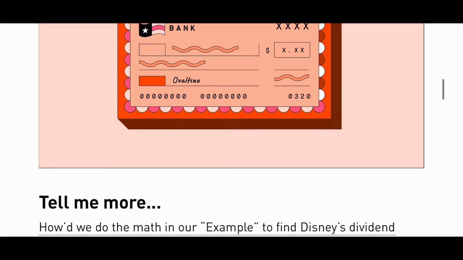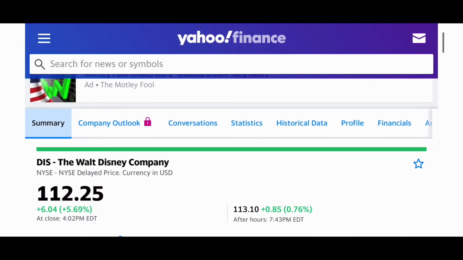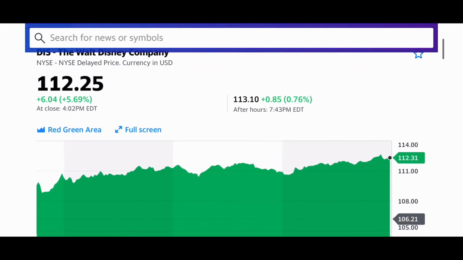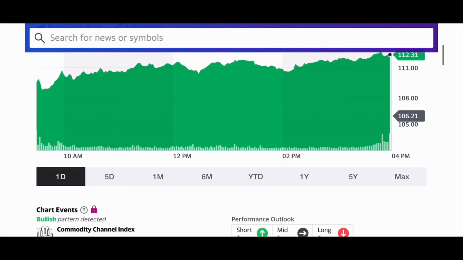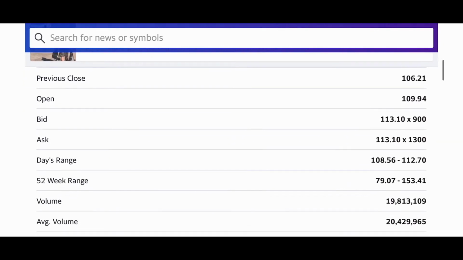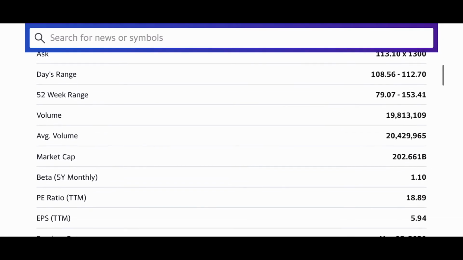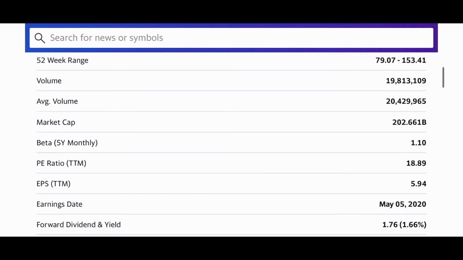Let's go to Yahoo Finance so you can actually find a dividend yield yourself on a company. Let's check it out. Okay guys, we're on Yahoo Finance. We're looking at Disney, ticker symbol DIS. Let's scroll down here, and as you see off to the left, you're going to see things like previous close, and if you look to the right it'll say 106, and if you go to open, if you look to the right it'll be 109. That's where we are.